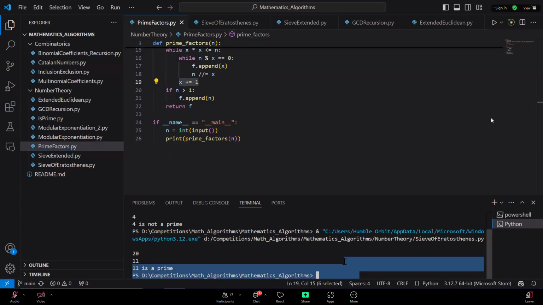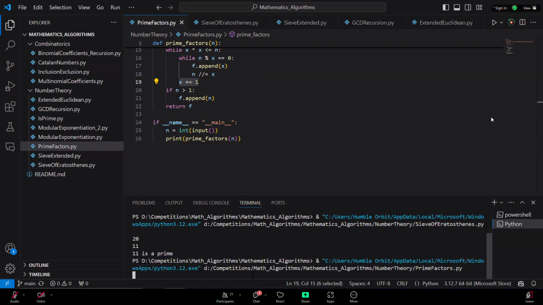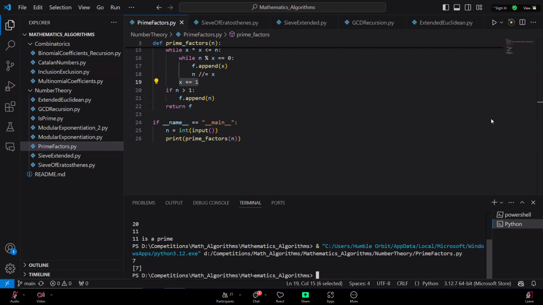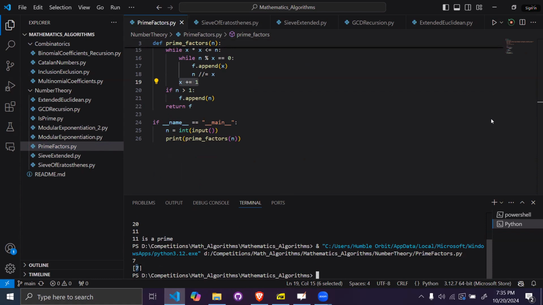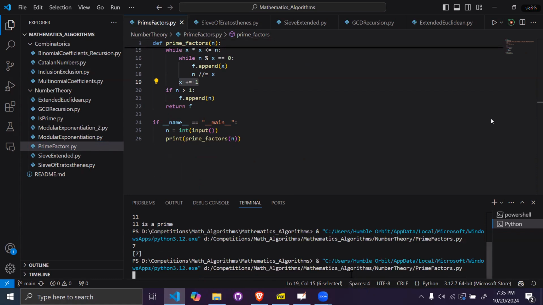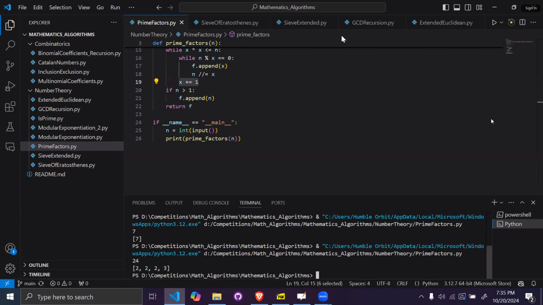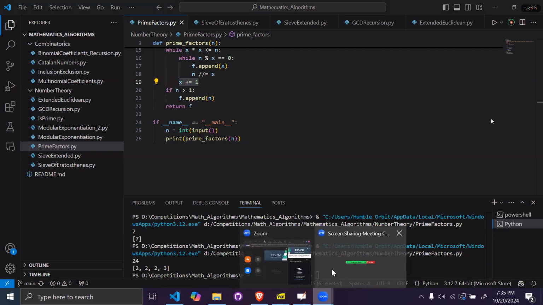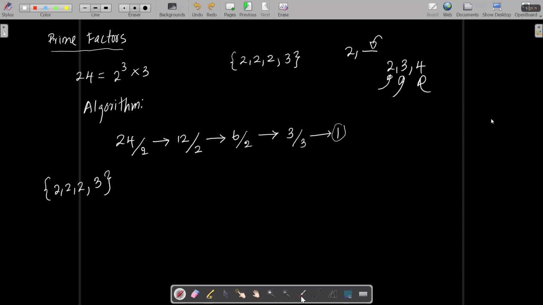implement this. So let's run this, and it will ask for a number, let's say 7. So 7 is a prime number, so its prime factorization would be 7. Let's say 24, and it will give the array. So this is how this works. You can find this algorithm in my repository. Okay, now that is how we check for prime factors.